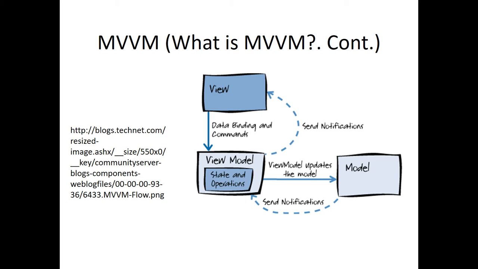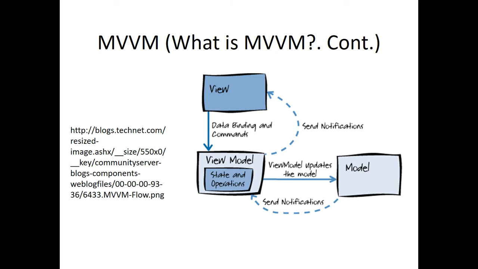So I got this image from the blogs.technet site, and I'll post that as a link as a source, but it's a good one. So what it's saying here is we start at the top. You've got your view. Your view binds using data binding and or commands. You don't have to use commands. You can just use code behind in your view to speak to your view model. And your data binding is data binding to your properties of your view model.